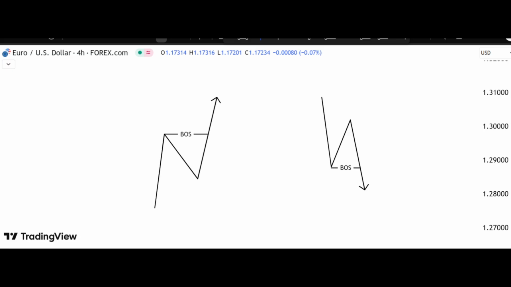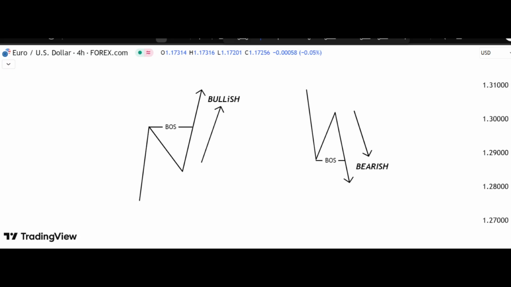Break of structure to the upside means price is bullish. Break of structure to the downside means price is bearish. This confirms your higher time frame bias and tells you where to look for entries. Mark the break of structure, look for fair value gaps or clean demand, and prepare for entry.